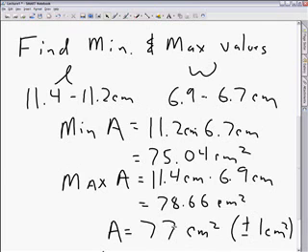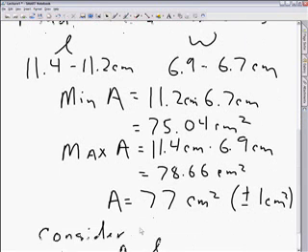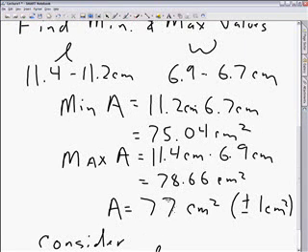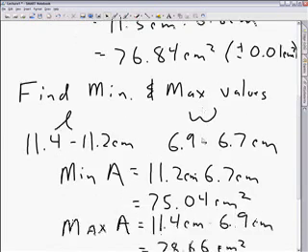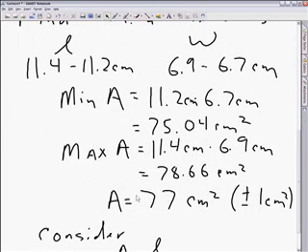So what we see here is that actually our number has to be in between here, or the average value, which is 77 centimeters squared, with an uncertainty of 1 centimeter squared. So here we only have two significant figures and a 1 centimeter squared uncertainty, where when we wrote this down before, we had 4 significant figures and 0.01 centimeters squared uncertainty. This is the correct value.